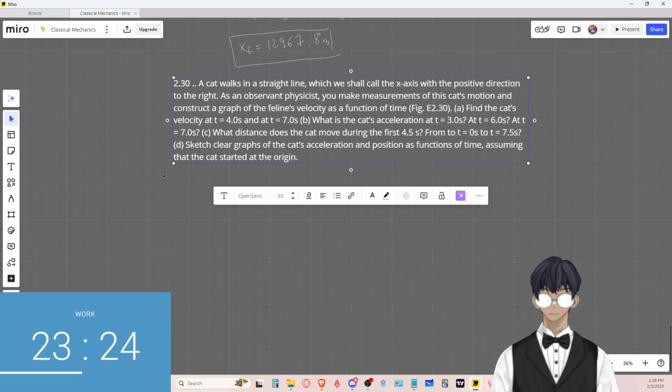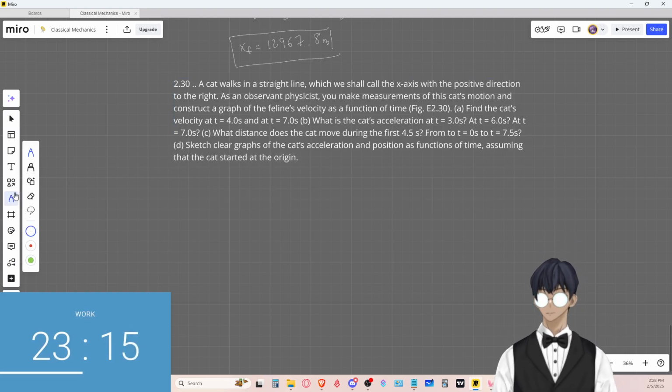Do you sketch clear graphs of the cat's acceleration and position as a function of time, assuming that the cat starts at the origin? Okay, alright.